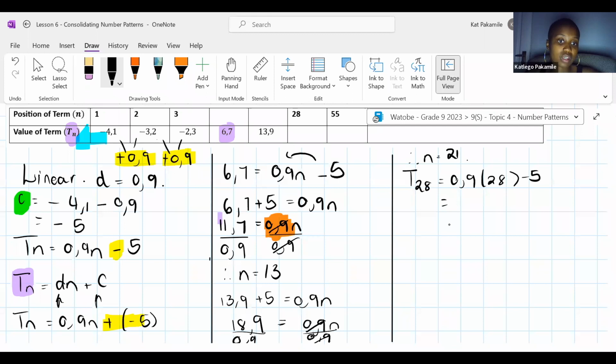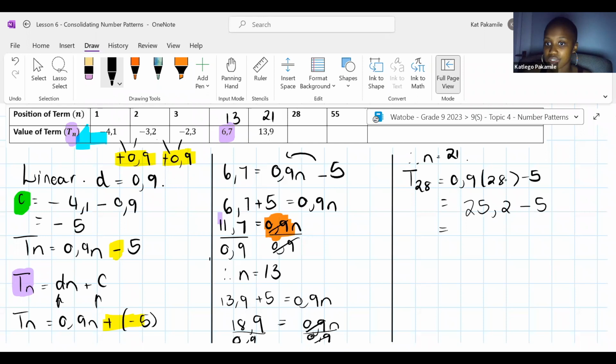Let's hear what we have to say. That's 27.2. Okay, let's check. What's 0.9 times 28? First, let's... Times 2 is 25.2. So how did we get 47? Or you guys did the 55. Okay, so this is 20.2.